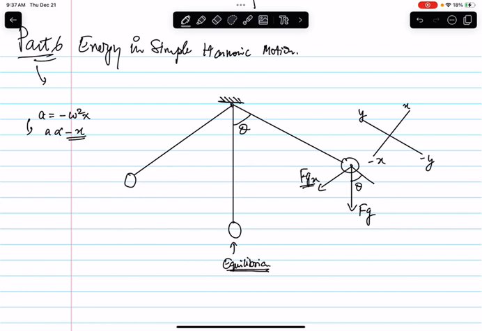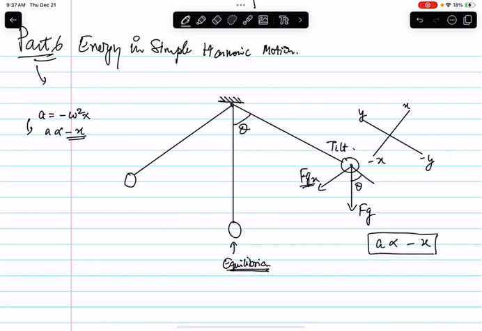But what we see over here is that the acceleration is not proportional to negative x, because the acceleration is happening at a tilt. It's happening at a tilt of theta, okay? So, in other words, this is not just one-dimensional motion in the x direction. You have the y dimension as well. So you get that tilt, which is the main thing.